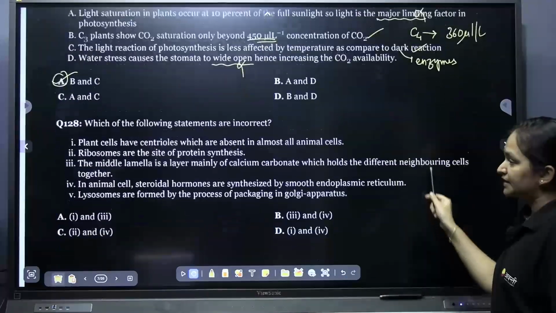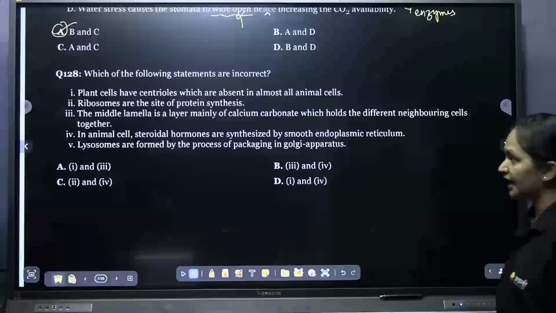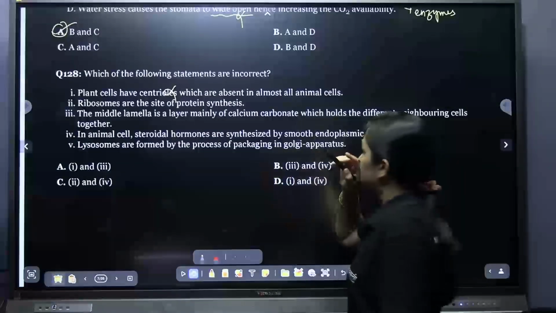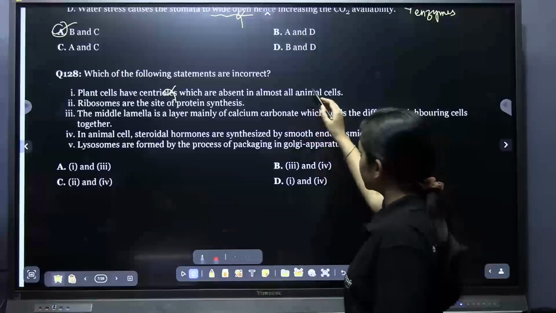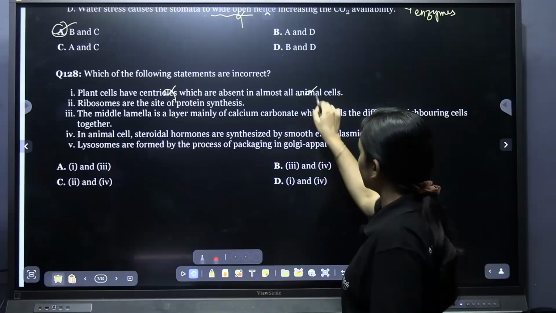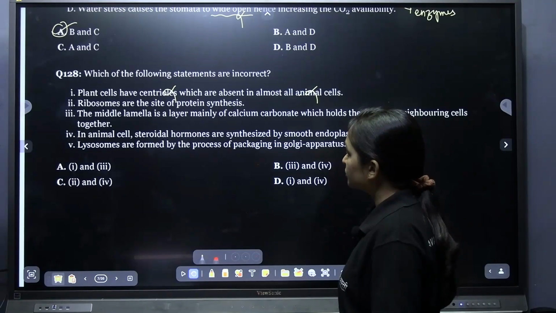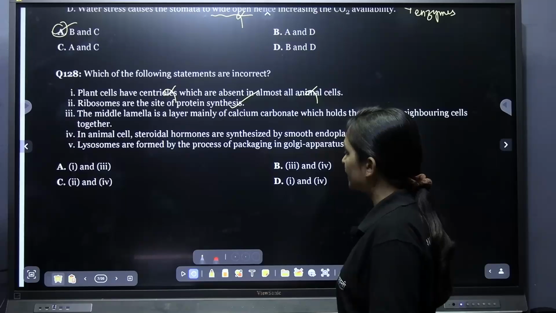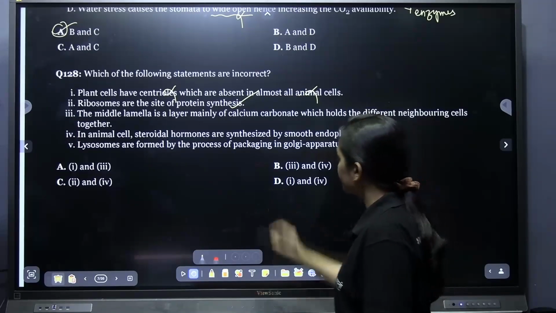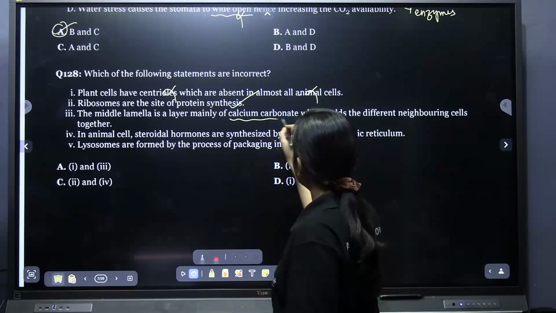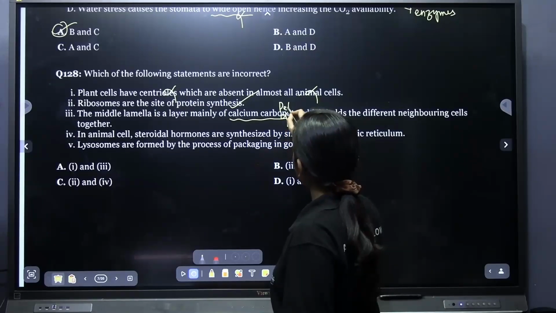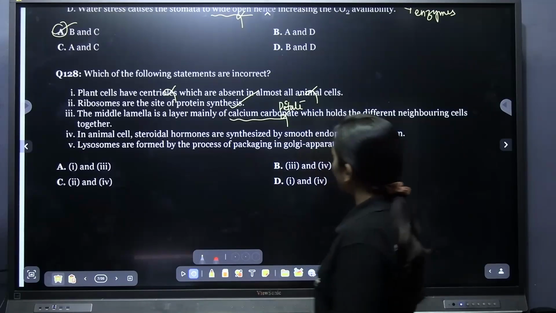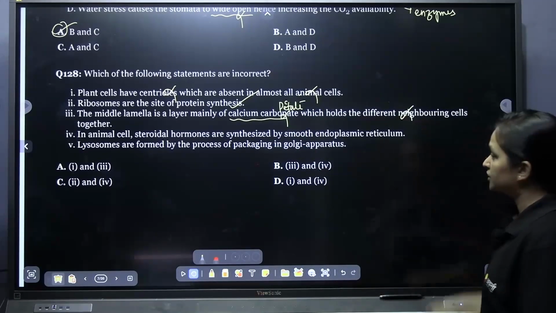Which of the following statements is incorrect? Plant cells have centrioles. Plant cells don't have centrioles. Animal cells have them actually. So, here they have given absent in the animal cell. Okay. Ribosomes are the site of protein synthesis. This is true. The middle lamella is a layer mainly of calcium carbonate. No, it is actually pectate. So, which means this is wrong.